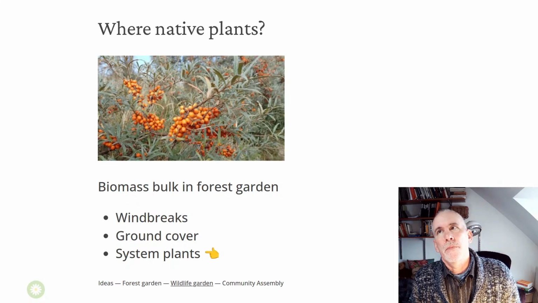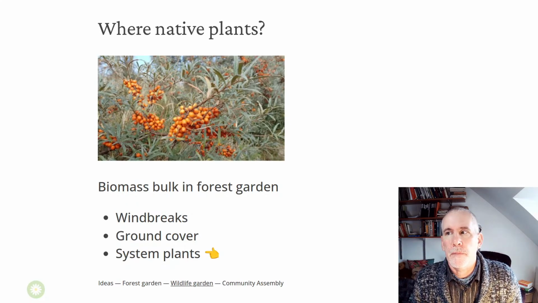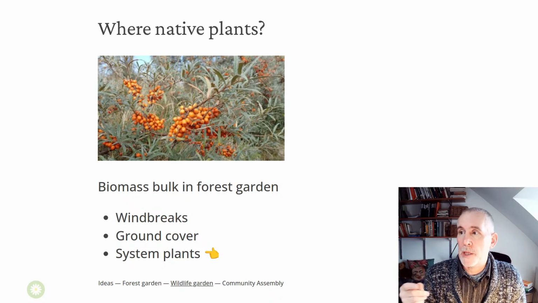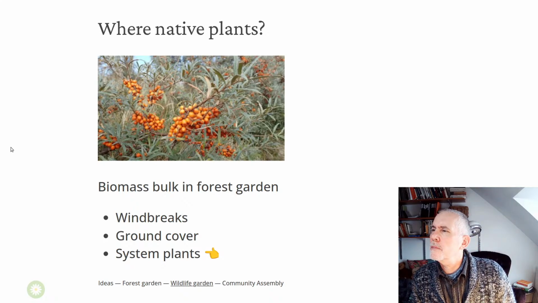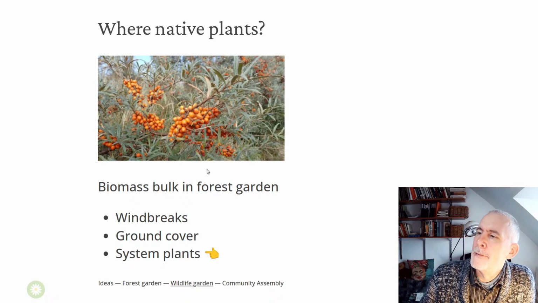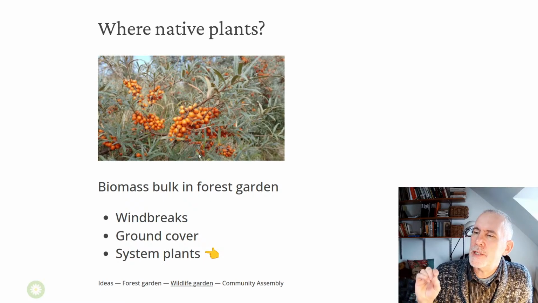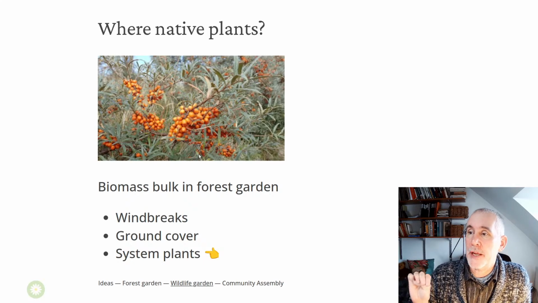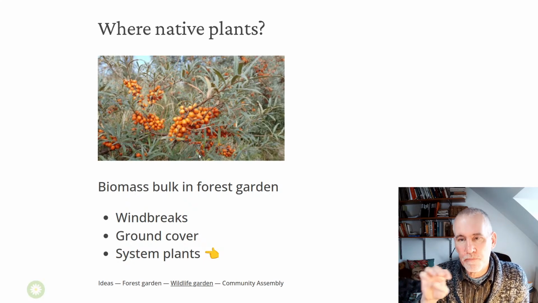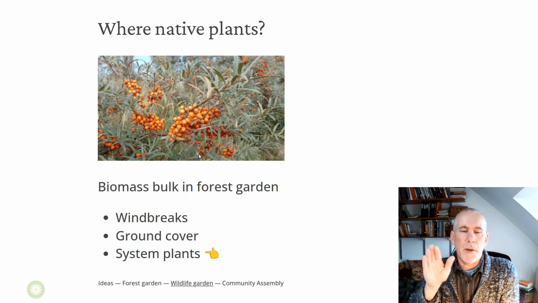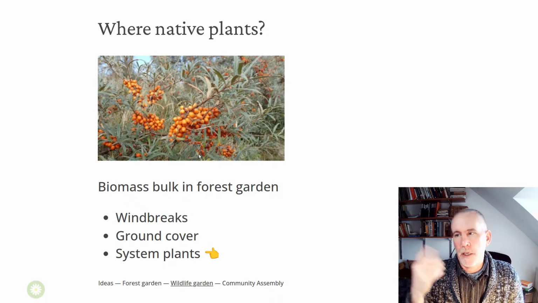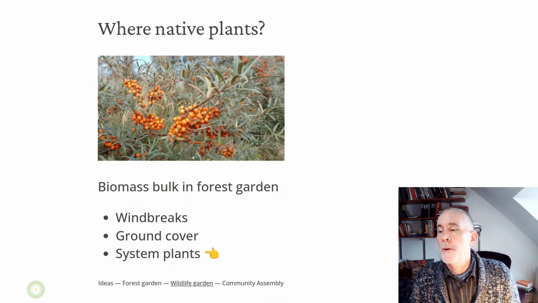So some plants fix nitrogen, like sea buckthorn. This is a photograph from my old garden. It can sucker quite a lot, but it's really good. It fixes nitrogen, and it grows berries as well. So you can have a system plant that provides nitrogen, and like sea buckthorn, it also gives you a crop as well.